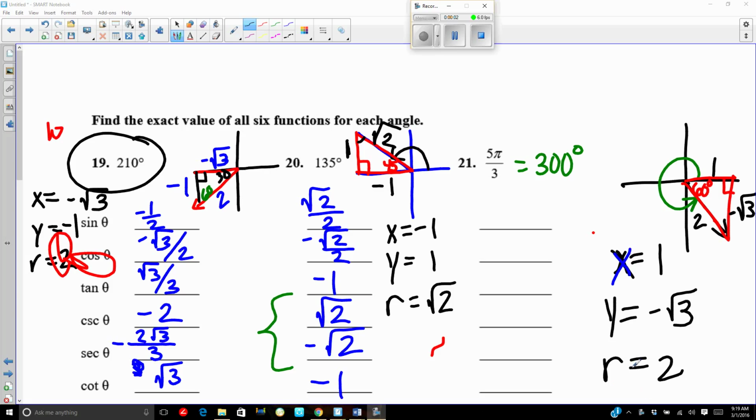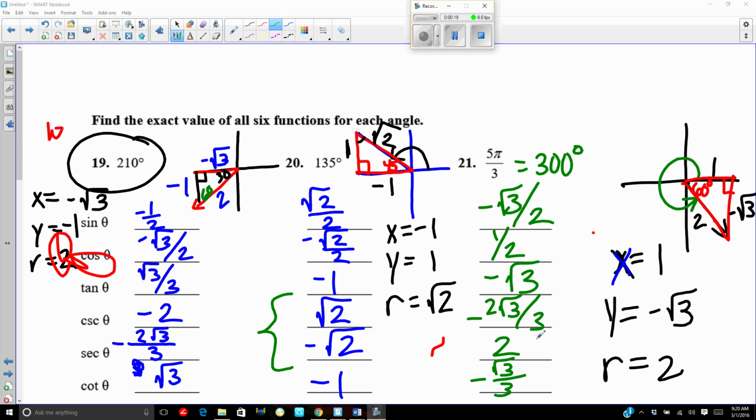All right, so picking up where we left off, x was 1, y was negative radical 3, and r was 2. So you should be able to find those 6 trig functions with those 3 values pretty easily. Pause it if you want to try it on your own and check it here in just a minute. All right, so there are your answers for number 21.